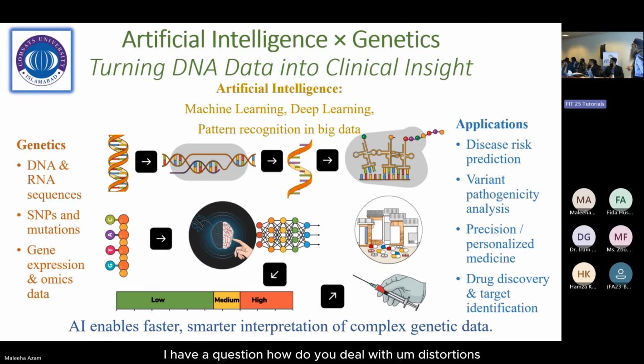Excuse me, I have a question. How will it deal with distortions? Like in real life, there is a lot of distortion. Someone is talking and there is a lot of distortion. It can classify wrongly. It can give a wrong prediction. How will it deal with that?